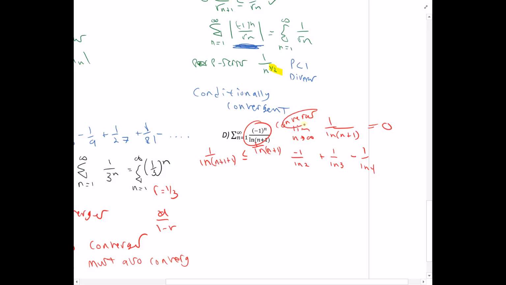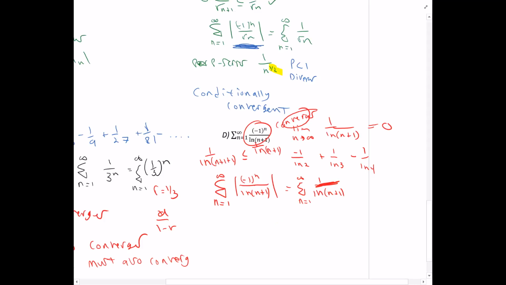But what we want to note is, does it converge absolutely? So we want to check, does the absolute value of this thing also converge? That's basically 1/(ln n plus 1). And does this converge? There's no way to evaluate that directly. What you need to do is a direct comparison test.